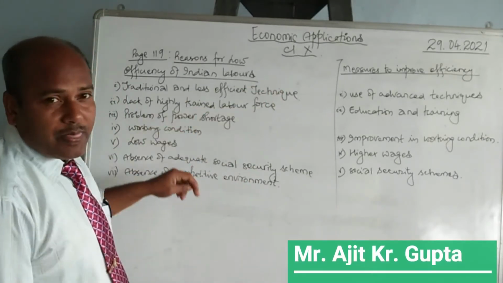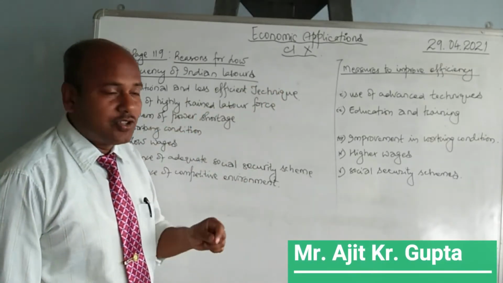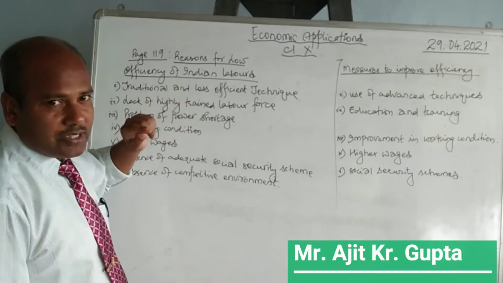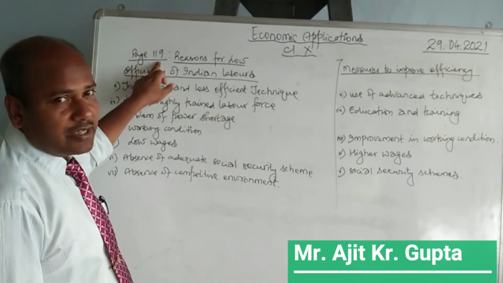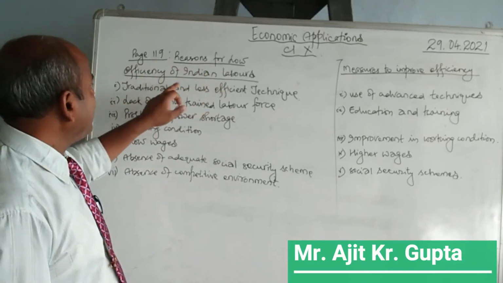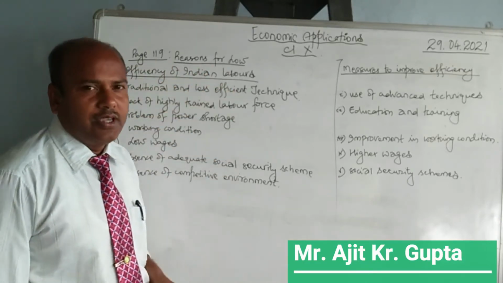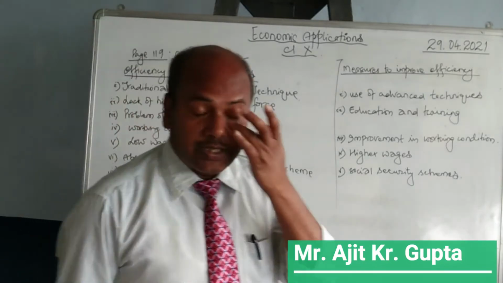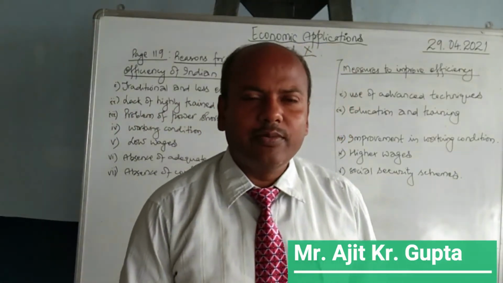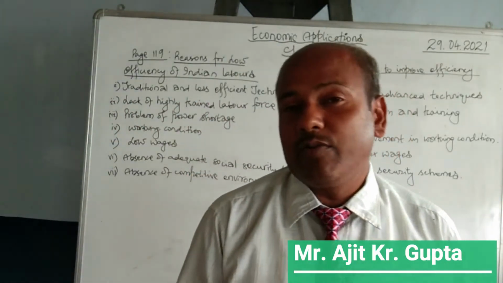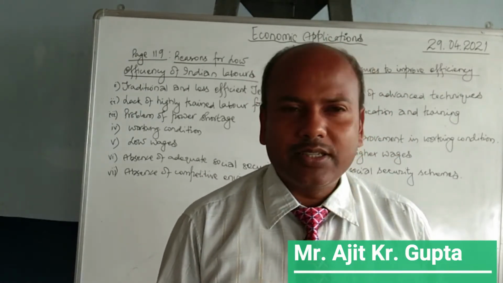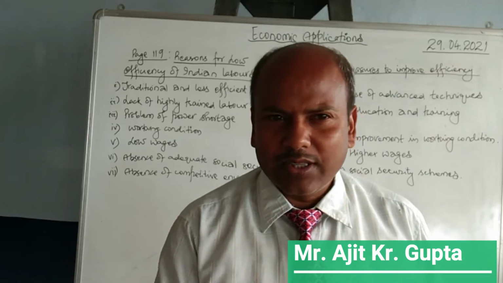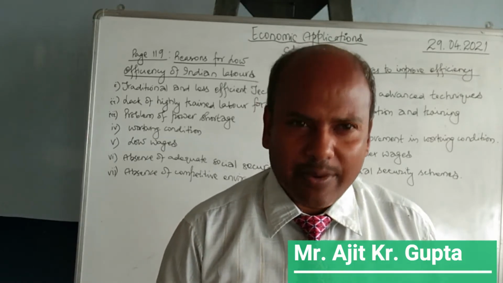I'm going to take a continuation video on the same topic that we discussed in the previous video. This is given on page number 119, and the topic is reasons for low efficiency of Indian laborers. You have already come to know what is efficiency. It is the ability of a laborer to perform in a given time period. Now, whether they perform it in a better way or the condition of the work that they have performed is not good, that quality we call efficiency.